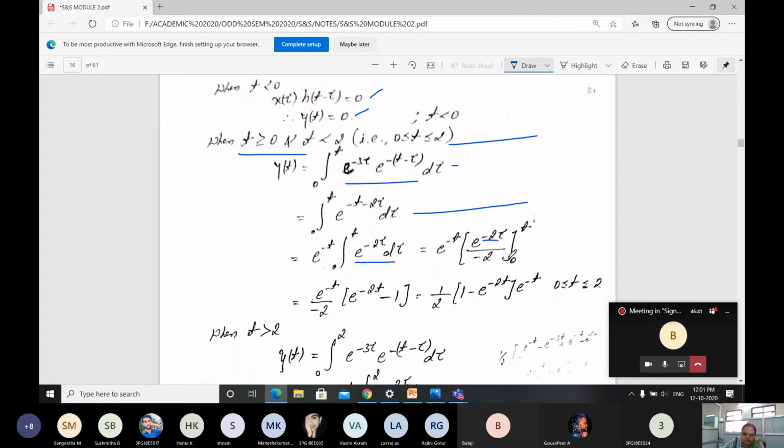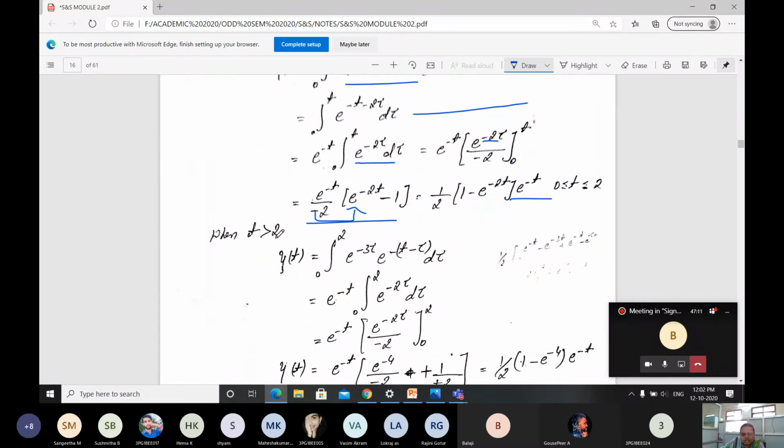Then substitute for the limit. After substitution, you will be getting e raised to minus t divided by minus 2 times (e raised to minus 2t minus 1). If I multiply this one with this one, I will be getting 1 by 2 times (1 minus e raised to minus 2t) times e raised to minus t. This I wrote at last. This is for the condition when t is 0 to 2.